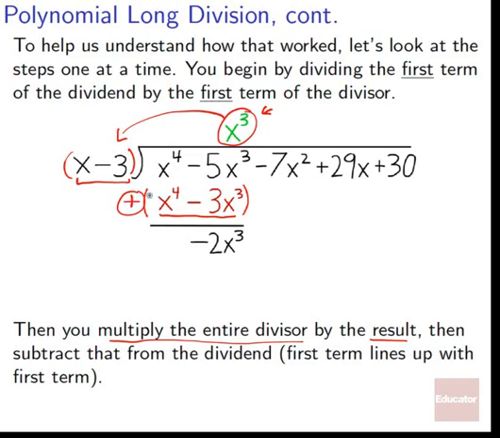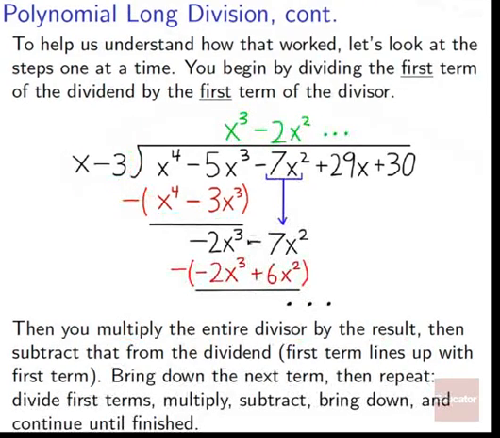This gets distributed, so we get negative here, plus here, and so that becomes negative 2x cubed. Next thing we do, we bring down the next term. So our next term to deal with is this 7x squared. It gets brought down, and we've got negative 2x cubed minus 7x squared.